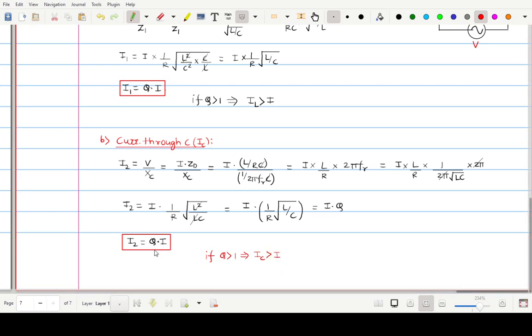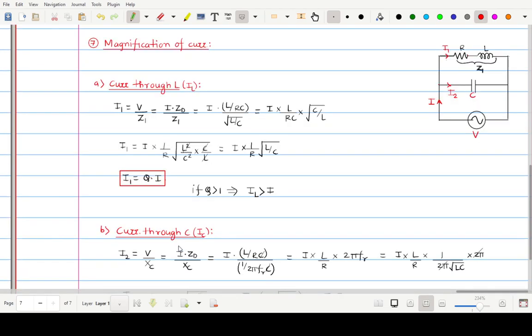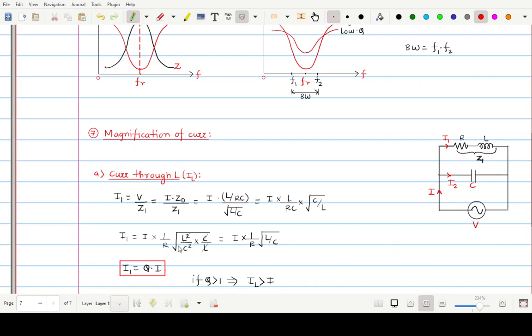In this way, if you use a high quality factor, then your output current is always greater than the input current. So this circuit can be used as a magnifier circuit for current. Current magnification is possible in a parallel RLC circuit. So this is about the overall working of the RLC circuit and parameters related to this circuit.